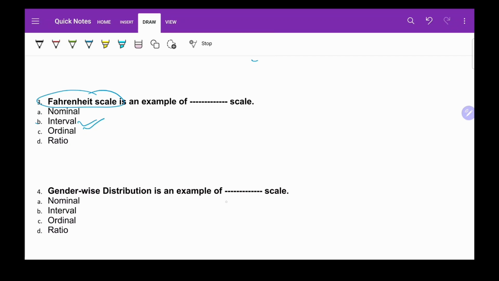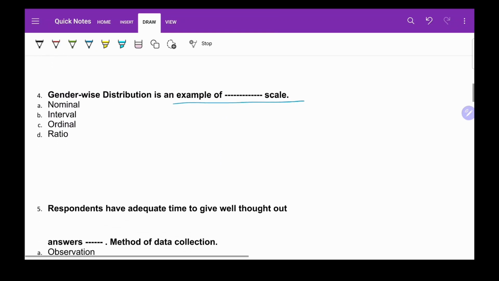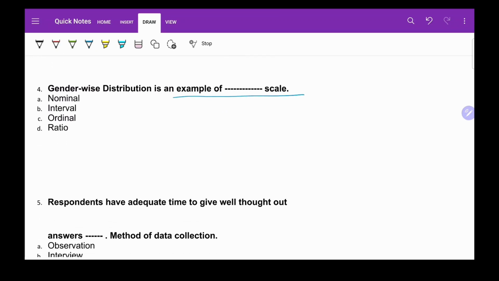Gender wise distribution is an example of which scale? We have seen that nominal scale is related with the groups. So gender is again the group, title, male, female. When there is no order, no chronology, there are only different distinct groups, then this is the nominal scale of measurement.